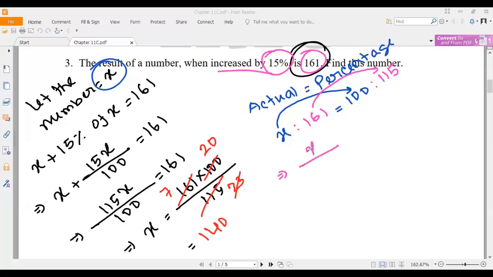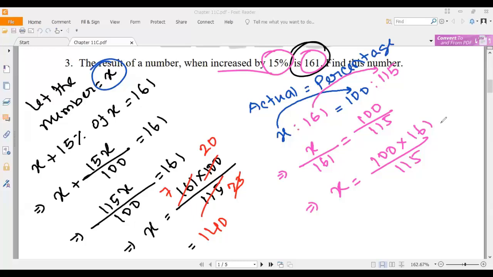Here we can write x by 161 equal to 100 divided by 115. Then what will be the value of x? x will be 100 multiplied by 161 by 115. Okay, so if you calculate this one properly, you will get 140.